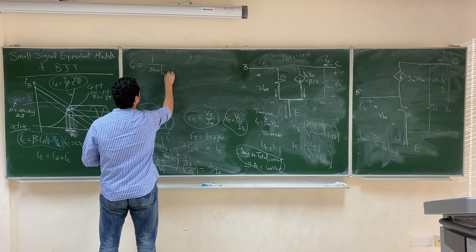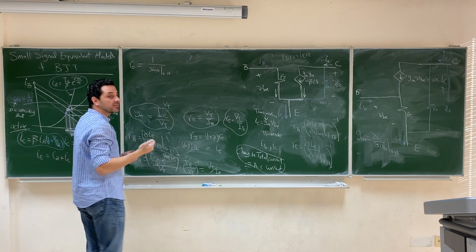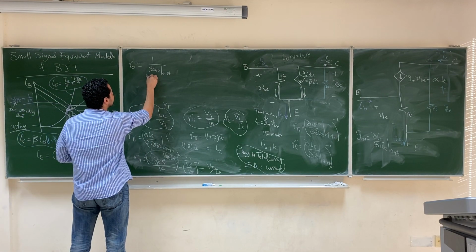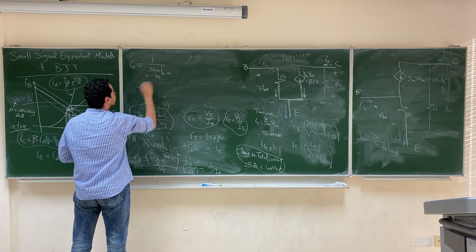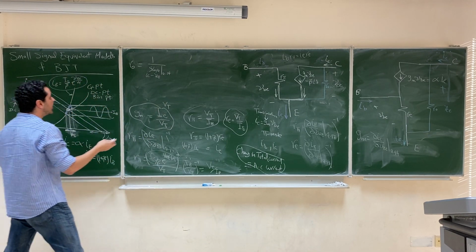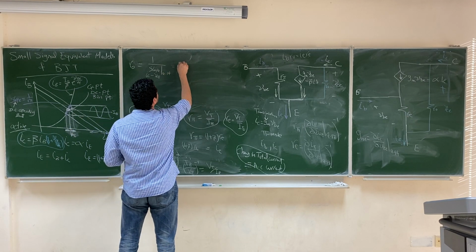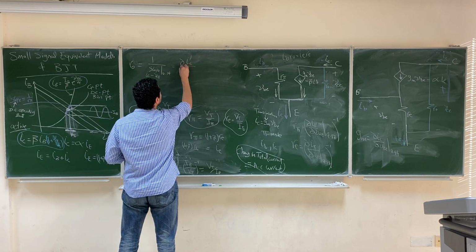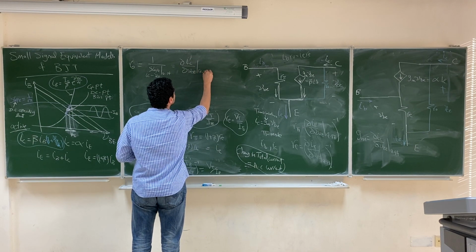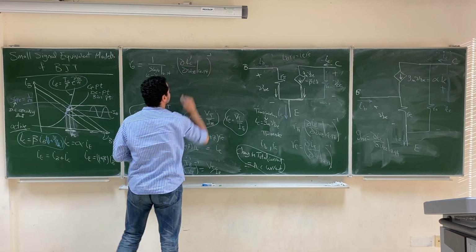at the Q point. 1 over the slope, in which curve? Slope of each curve? The slope of the relation between IC and VCE at the Q point. Okay? So, basically, it's dIC by dVCE at the Q point. This is the slope, and then you take the inverse.